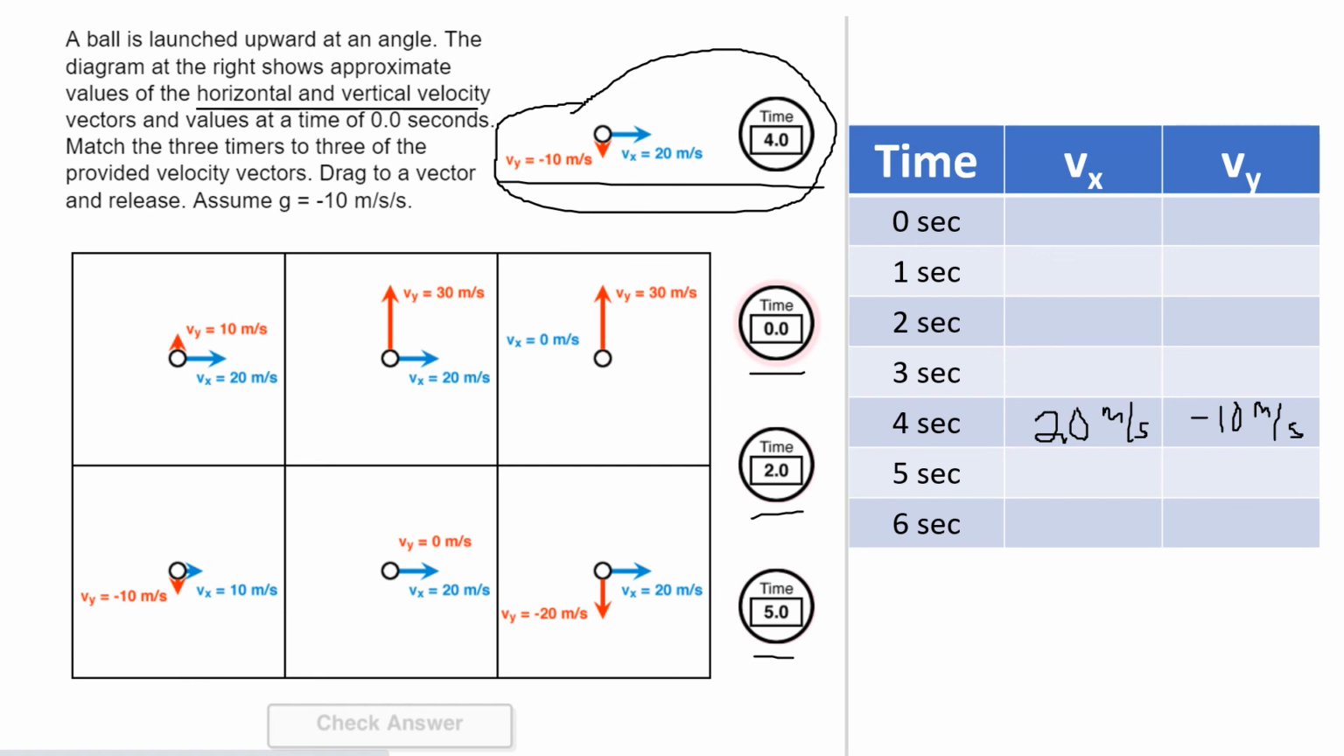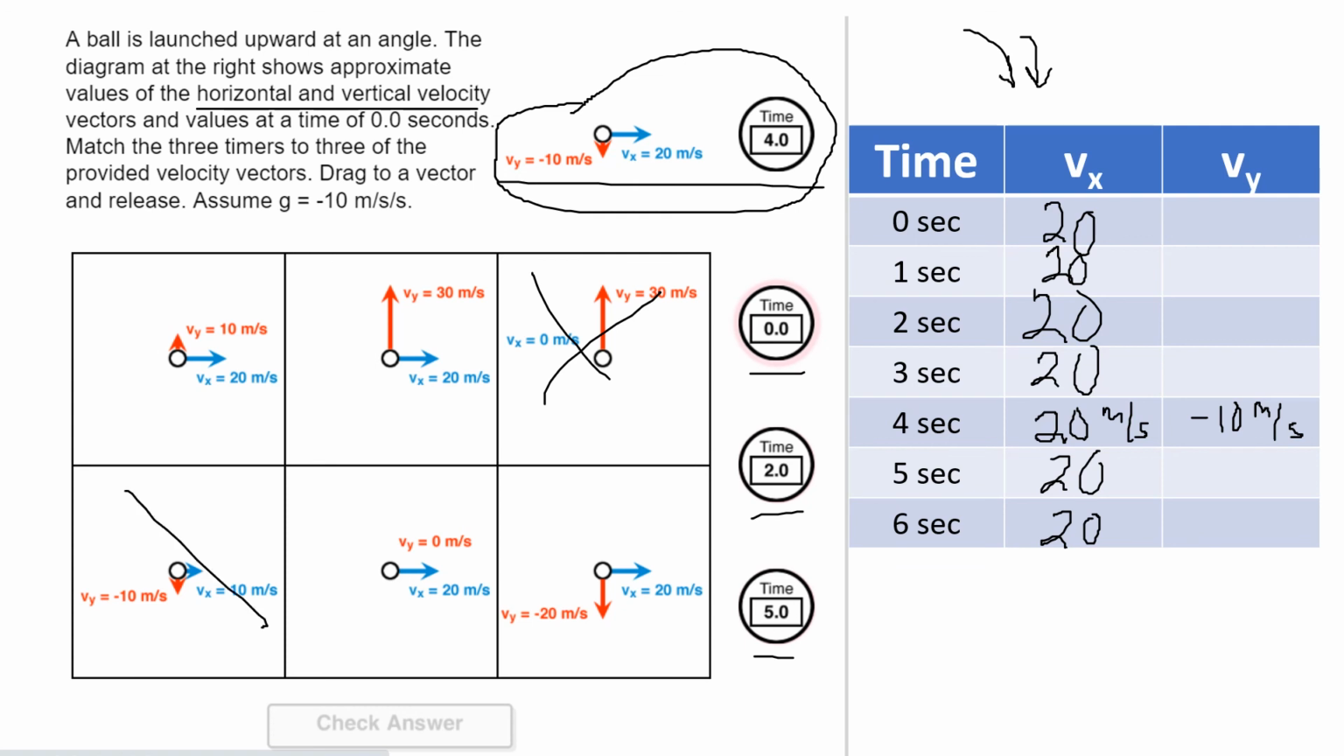Now, how are you supposed to know which time goes to which vector? Well, let's go back and look at our chart. We know how to fill this chart in. We know that the Vx is never changing, so we're going to have 20s all around. So let's go look at our possible answers. We know that the x has always got to be 20. Deleted, cannot be that. Deleted, cannot be that, because the x was not 20. Okay, we have 4 possible answers just based off the x's. Now I know, remember, because this said 4 seconds, that's why the information went here on the 4.